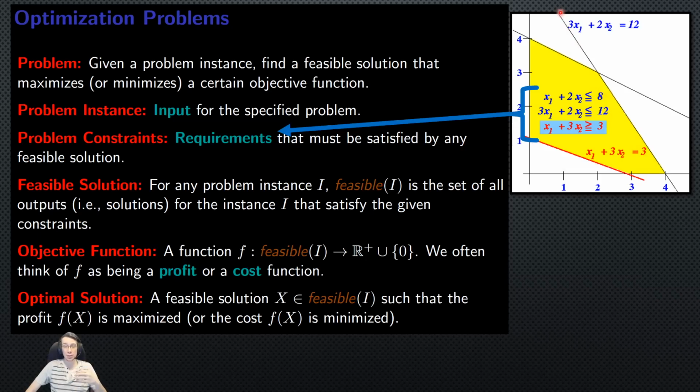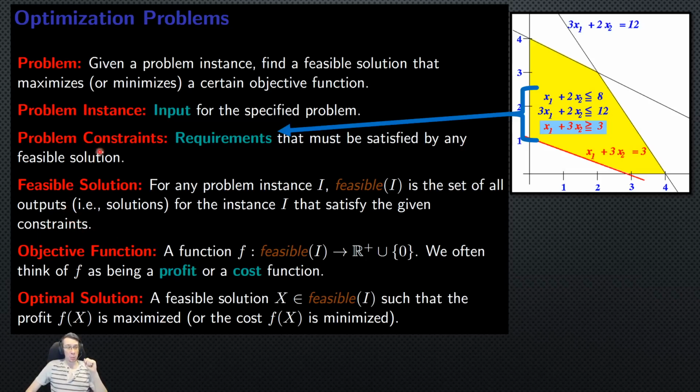And the intersection of all of the half spaces defined by the inequalities creates this region that's highlighted here in yellow, and we call that the feasible region, because that region consists entirely and precisely of the points that satisfy all of the constraints. So for any problem instance I, feasible of I, which is this yellow region, is the set of all outputs, i.e. solutions, for the instance I that satisfy the given constraints.